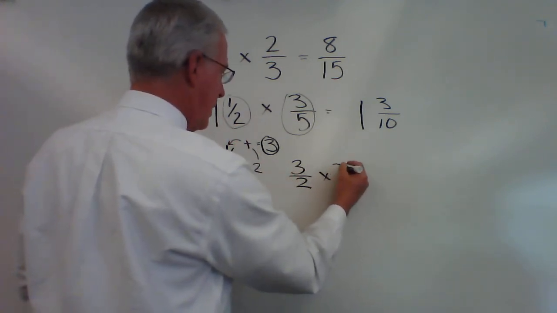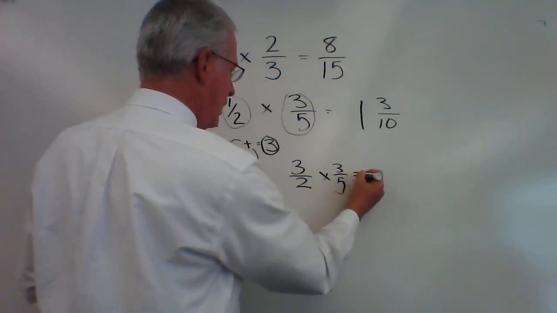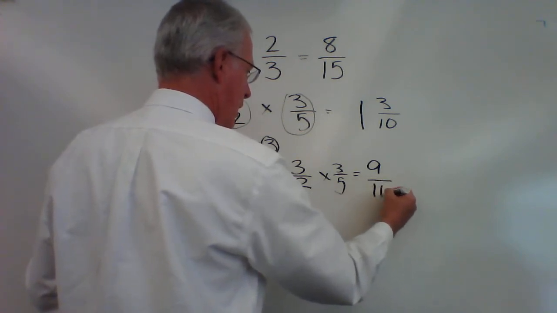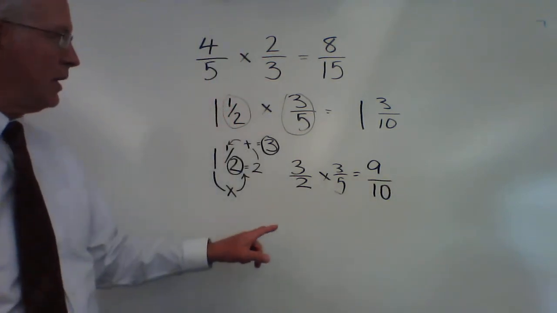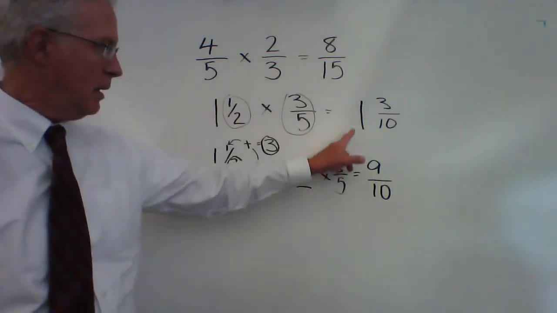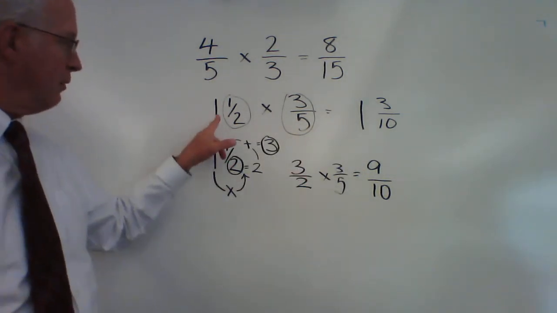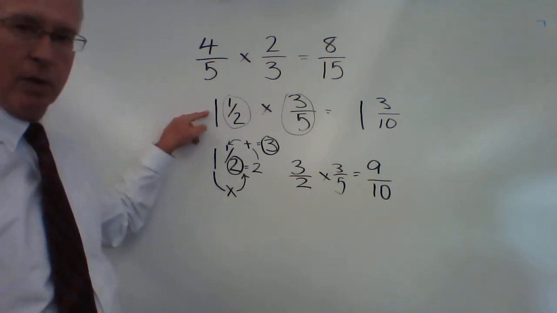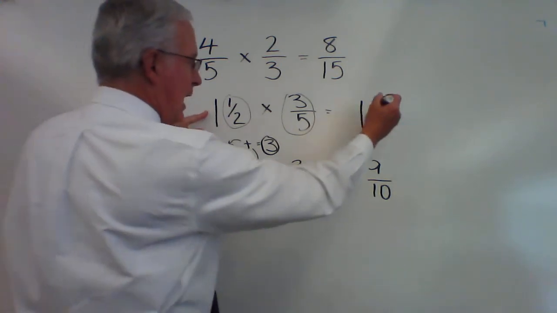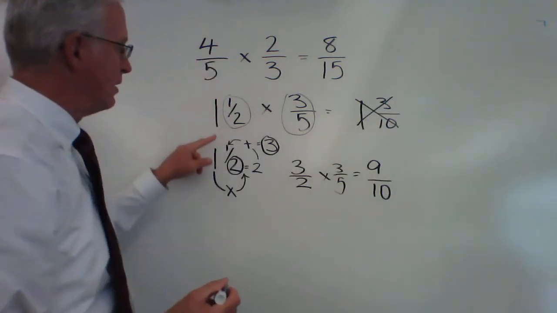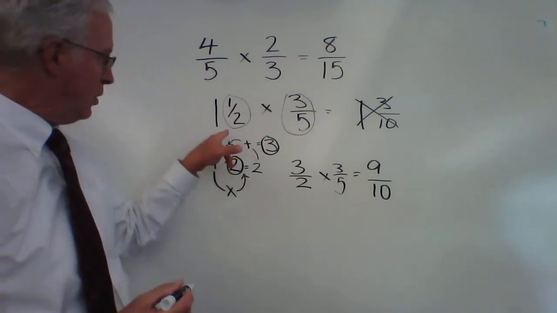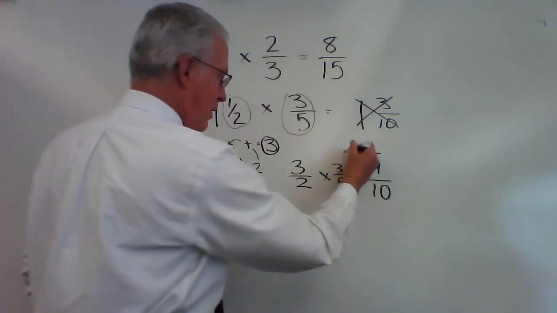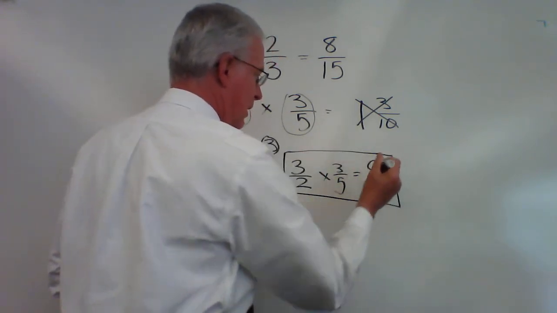3/2 times 3/5 equals 9/10. So you can see that if we do it this way, if we don't turn the mixed number into an improper fraction, we're going to get an incorrect answer. We've got to fix that problem, put it into an improper fraction in order to get the correct number.